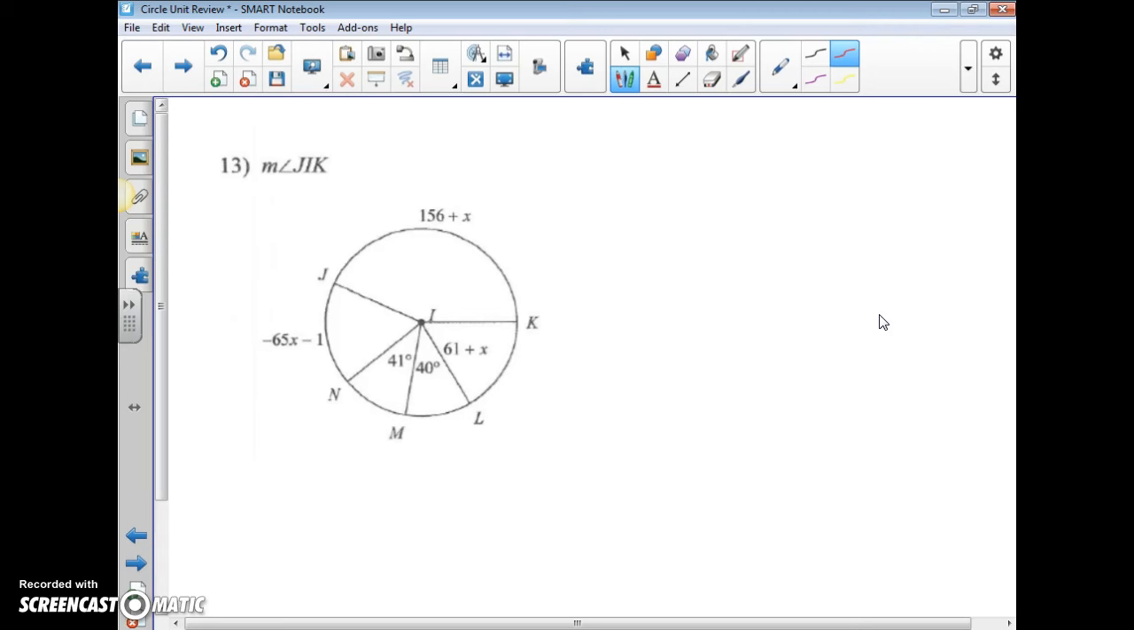All right, number 13. Looking at number 13, again, several different ways you can tackle this problem. I'm looking for JIK, I'm looking for that angle. I know that it matches its arc, which is 156 plus x. Again, running into the same problem, I got to go and find x. Well, in doing that, I would do the same exact thing that I did on number 11.